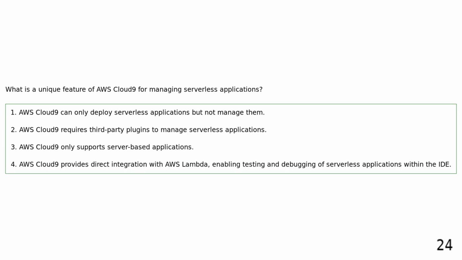What is a unique feature of AWS Cloud9 for managing serverless applications? AWS Cloud9 can only deploy serverless applications but not manage them. AWS Cloud9 requires third-party plugins to manage serverless applications. AWS Cloud9 only supports server-based applications. AWS Cloud9 provides direct integration with AWS Lambda, enabling testing and debugging of serverless applications within the IDE.